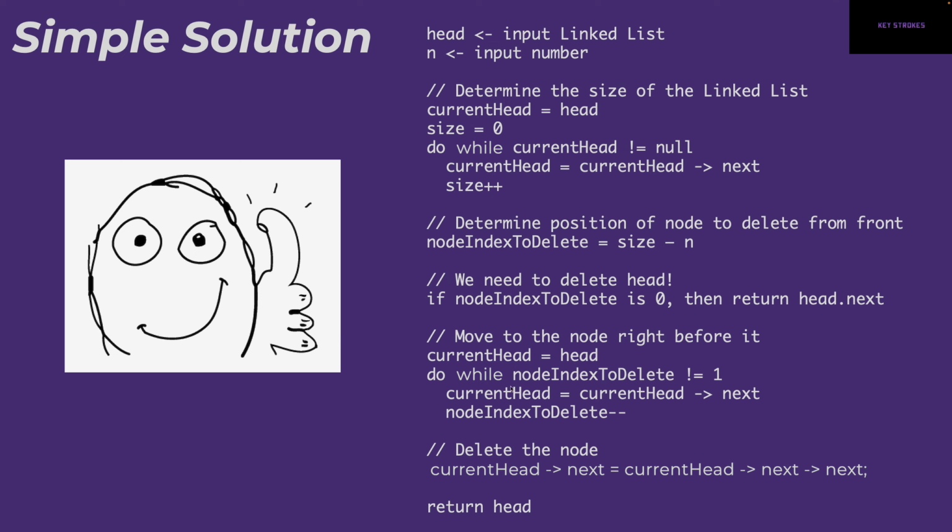Otherwise, we start a new loop, we initialize our current head to the first node of the linked list, which is the head, and we keep moving forward until we reach the node which is right before the node we need to delete. And we do that by using this condition where we keep moving until we are right before the node that we need to delete. Now once we reach that node, we simply have to skip the node that we're deleting, and we can do that by updating the next pointer of our current head to the next next pointer so that we skip the node in the middle. And then in the end, we return the head of our linked list.